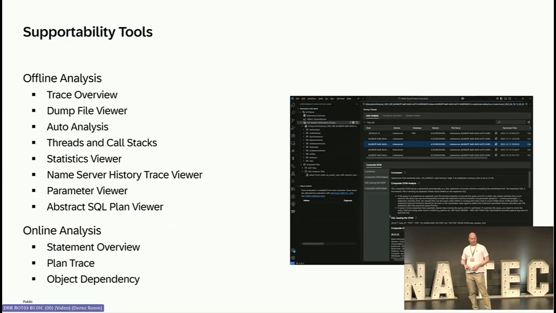And like I said, the supportability tools have two main features. One is the offline analysis. Basically, you have a full system info dump and want to know what's going on. So you add it to the supportability tools and you can look at the traces, threads and call stacks, statistics, and all the different dumps that HANA can produce. And there's also an online analysis part. You can see what statements are currently running in my database. You can, again, create plan traces and also look at the object dependency.